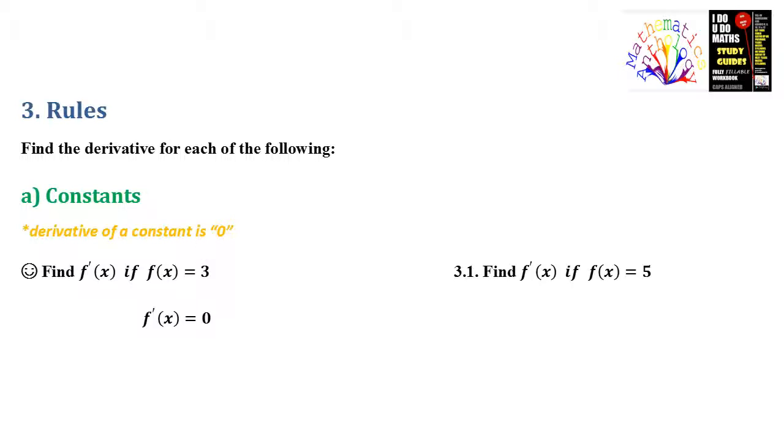So constants, the derivative of a constant is 0. This is a simple one. Find f prime x if f of x is equal to 3. So because 3 is a constant, the derivative of a constant is 0. It means that f prime x will equal 0.